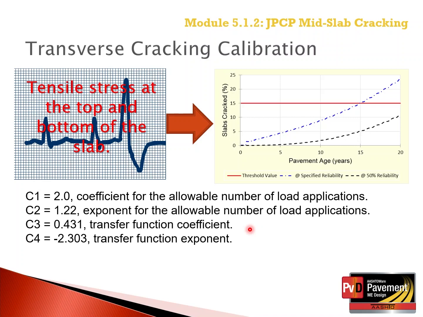These calibration coefficients include C1, C2, C3, and C4, as defined on the slide. As noted previously, however, the values for the calibration coefficients may vary between different publications of the MEPDG Manual of Practice, depending on the results of any updated global calibration process of the rigid pavements. The coefficients and exponents of the transfer function are also included in the output report for the Pavement ME design software.